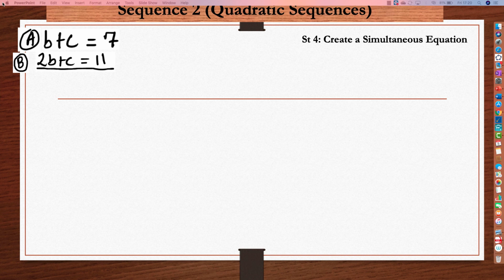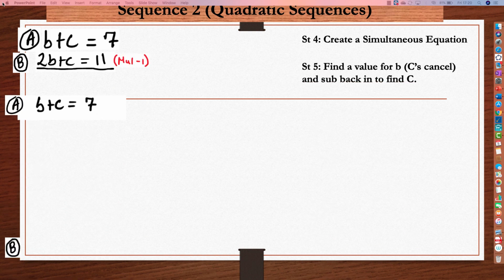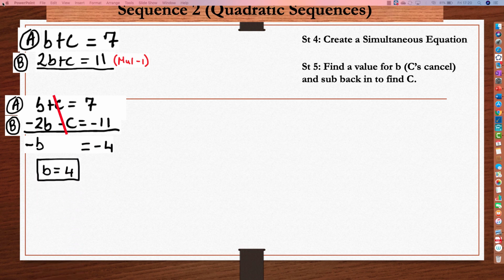I'm going to multiply my bottom line by minus 1, or change the sign to minus. Minus 2b, minus c, minus 11. Alright, what happens to my c's? They cancel. b minus 2b is minus 1b, 7 minus 11 is minus 4, so b is equal to 4.